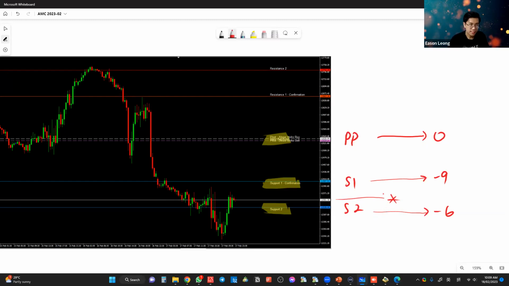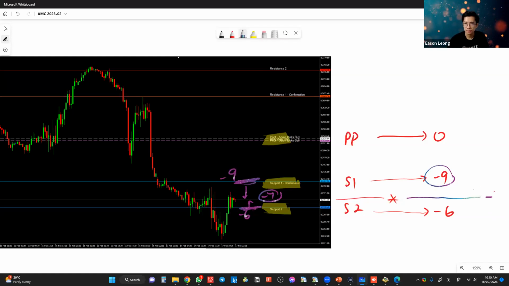Now, why they say it's -6? Why they say it's -7? Why they say it's -5? Is because this is -9, right? At this line is -5. At this line is -6. So half, we put a bit of discount, right? Some bit of discount to be -7, right? So that's why at this area we give a -7.